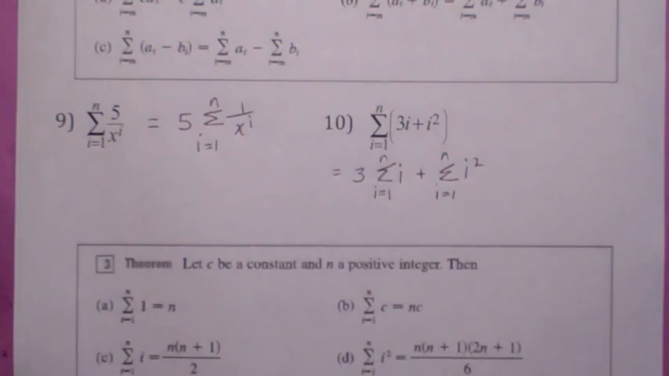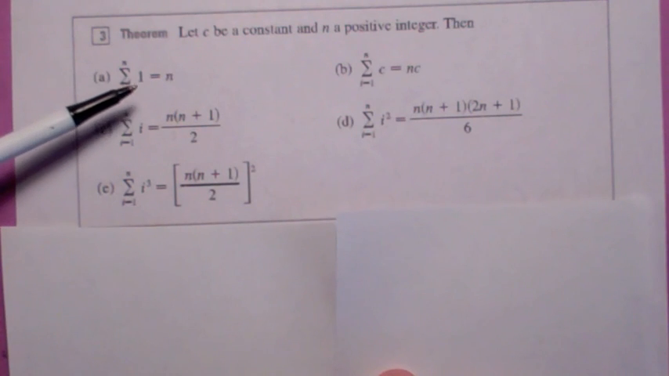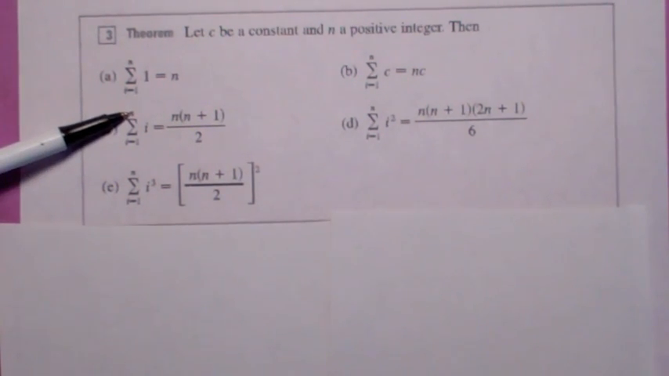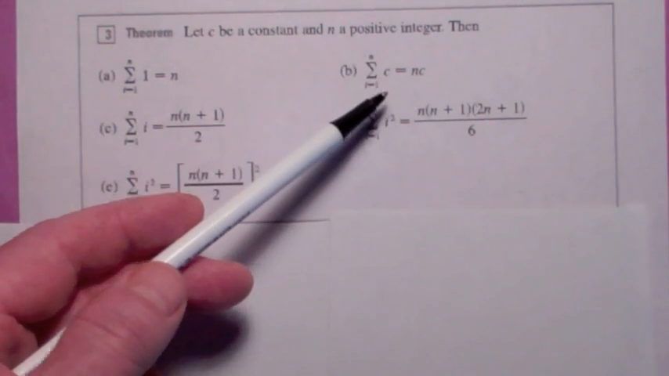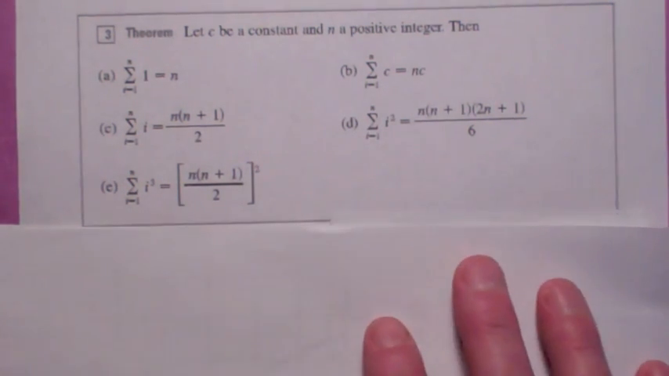Anyway, so these properties can be summarized. This is the one we talked about here. Sum i equals 1 to n of 1 is n, as long as you start at 1, right? The sum i equals 1 to n of c, you're adding c to itself n times, that's just n times c.